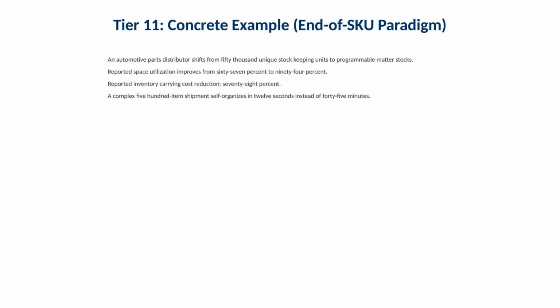In the example, an automotive parts distributor moves from managing 50,000 unique stock-keeping units to keeping programmable matter stocks. Items are formed on demand, and packing density improves. The reported space utilization improves from 67% to 94%, inventory carrying costs drop by 78%, and a complex 500-item shipment self-organizes in 12 seconds instead of 45 minutes.